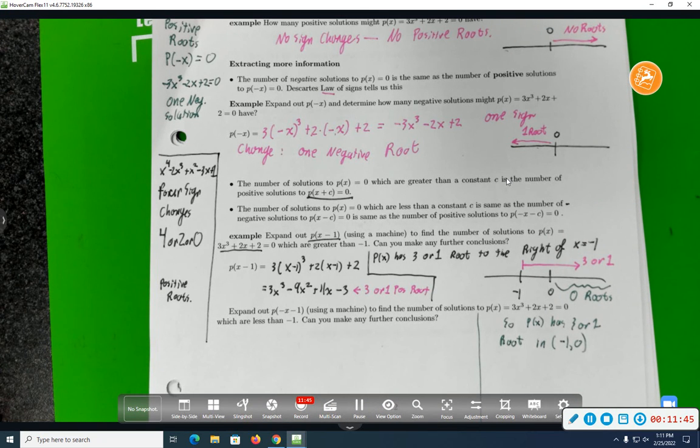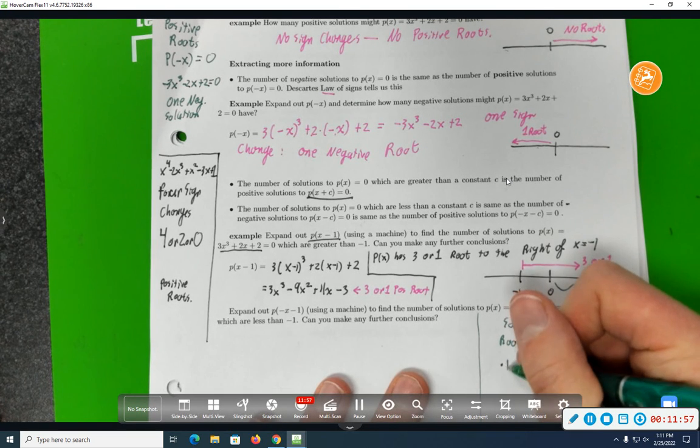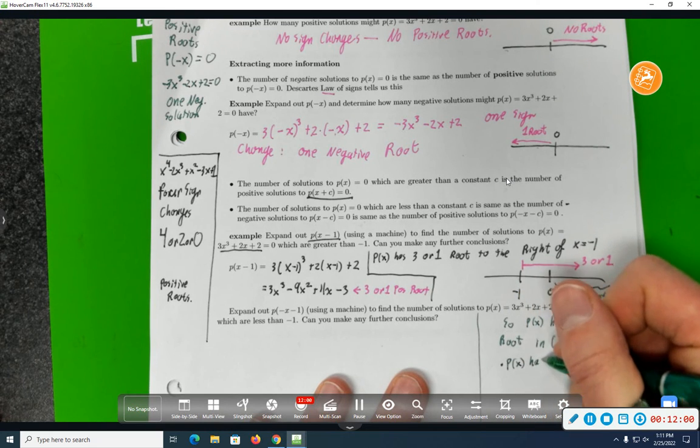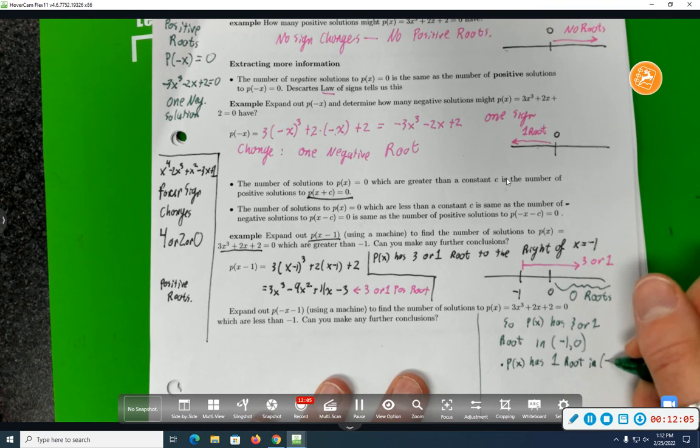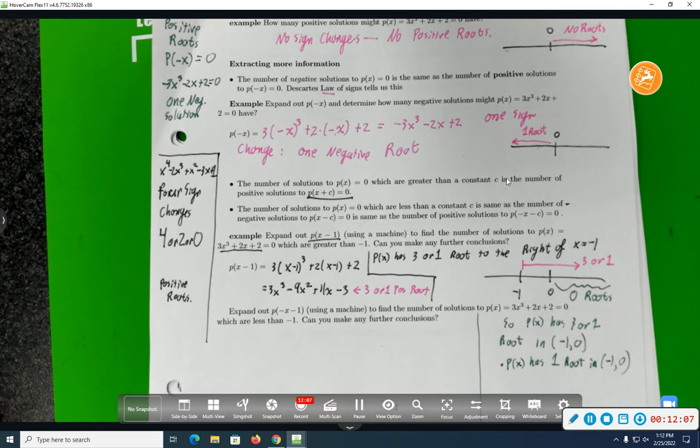Oh, but wait, how many roots total does it have to the left of 0? 1. So could it actually have 3 roots between -1 and 0? P of x has 1 root in -1, 0. Oh, groovy. So that actually accounts for all of the negative roots then. So could this polynomial possibly have any roots to the left of -1? No, they're all accounted for.